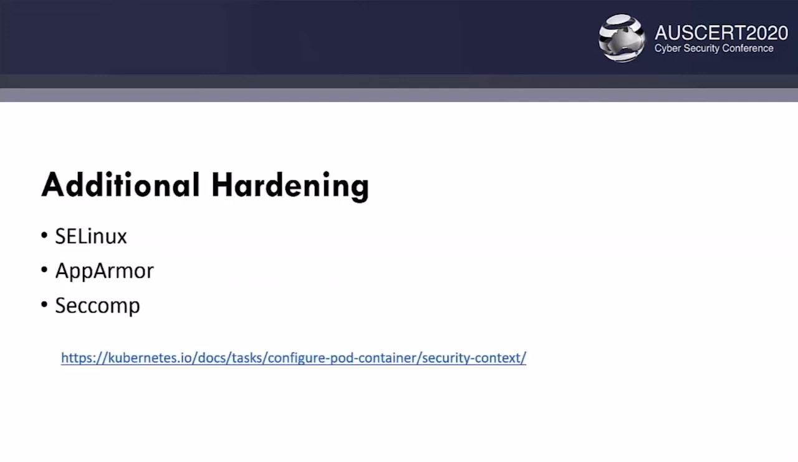Some additional hardenings to further lock down the container and make it more difficult to escape out could be to configure SELinux labels or AppArmor profiles for your containers. You can also filter or restrict the system calls a container can make using seccomp, and you can refer to this resource for additional information.